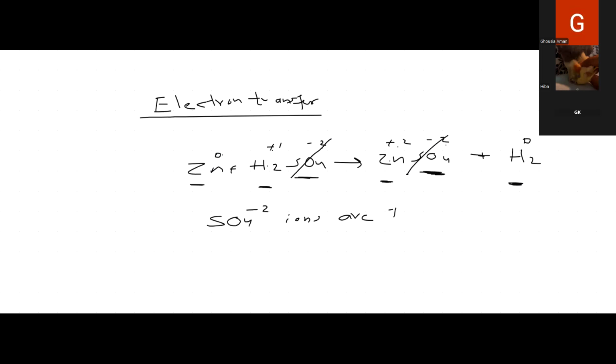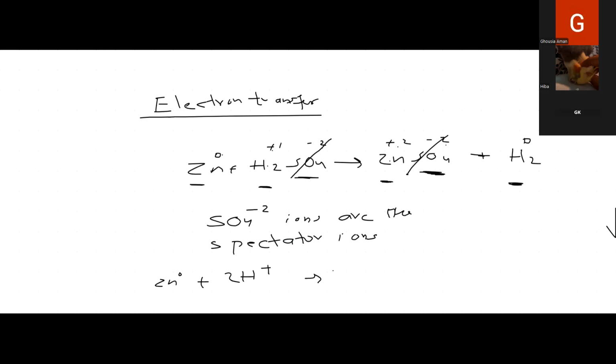So what will we do now? We will remove the spectator ions and make our equation simplified. How are you going to simplify your equation? See, Zn with 0 charge plus 2H positive ion, arrow, Zn with a plus 2 charge and H2 with 0 charge.